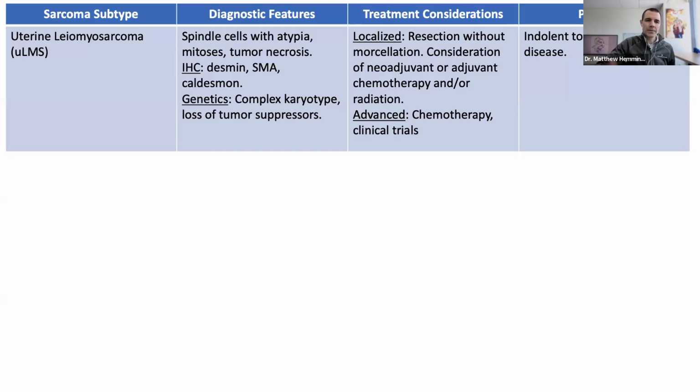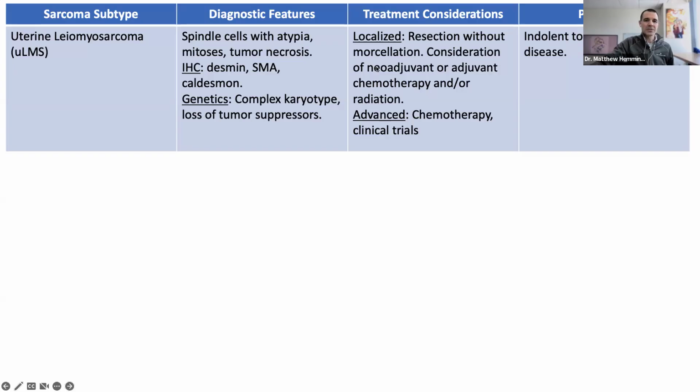In thinking about treatment for uterine leiomyosarcoma, for localized disease, the primary approach is resection without morcellation. Morcellation is a process, not done very commonly anymore, where, to facilitate removal of the uterus or a presumed fibroid, the tumor can be broken up within the abdomen before it's removed. That can potentially spread cancer. So the standard is to certainly avoid morcellation if there's concern for any sarcoma.